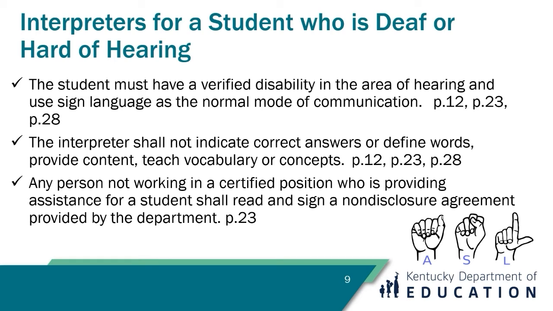Interpreters for a student who is deaf or hard of hearing. The student must have a verified disability in the area of hearing and use sign language as the normal mode of communication. The interpreter shall not indicate correct answers or define words, provide content, or teach vocabulary or concepts. Any person not working in a certified position who is providing assistance for a student shall read and sign a non-disclosure agreement provided by the department.